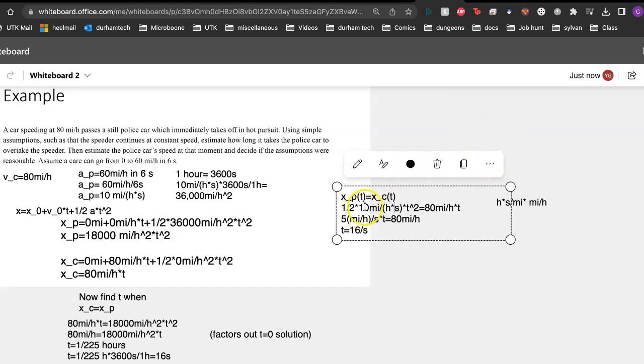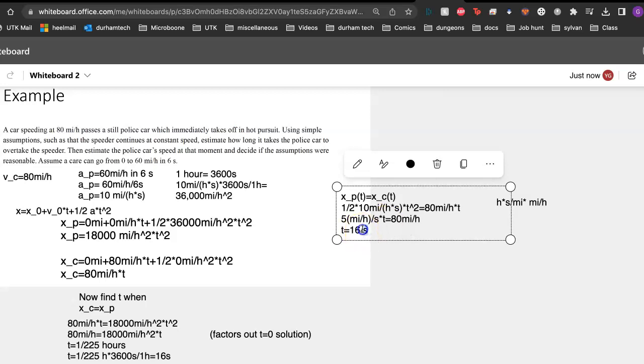So 1/2 times 10 miles per hour second, the acceleration, times time squared is equal to 80 miles per hour times t. And so 5 miles per hour, and I've grouped it a different way as a bit of an illustration, miles per hour divided by second, miles per hour per second, times t is equal to 80 miles per hour. And so you can do some math. 80 divided by 5, 16.